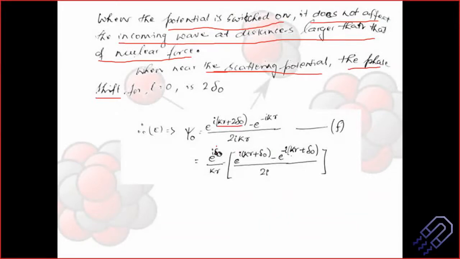So e to the power i(kr plus 2 delta) minus e to the power minus i kr: this is the incoming part. I'll just write down I here, and this is the outgoing, O. So outgoing will have a phase shift, divided by 2i kr. Then what we do is we can actually take e to the power i delta naught common. This i is also multiplied here. So from here we have taken out one i delta naught, so only one i delta naught remains. And here we don't have any i delta naught.